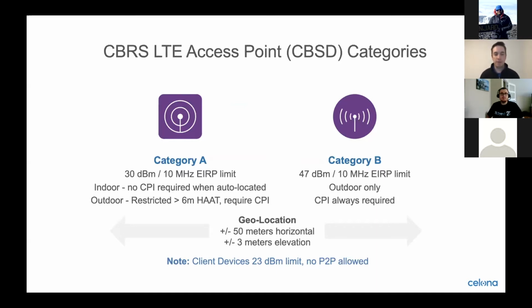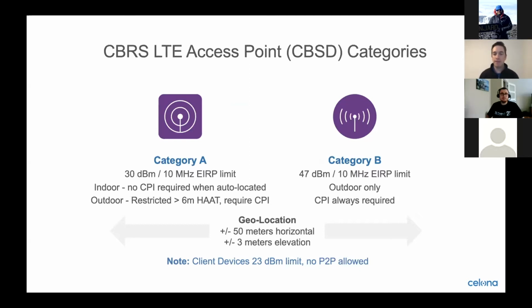If these are deployed indoor, there is no CPI requirement, which is Certified Professional Installer, when these devices are auto-located through GPS. If they are deployed outdoors, they are restricted to less than 6 meters height above average terrain and will require a certified professional installer to sign off on the installation parameters. Those include exact positioning of the radio for database registration and power and antenna orientation to ensure that the information in the database is accurate.